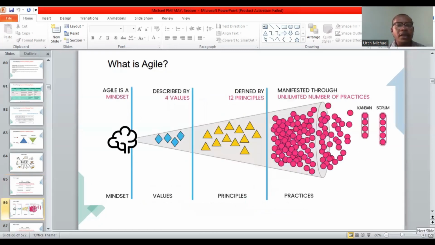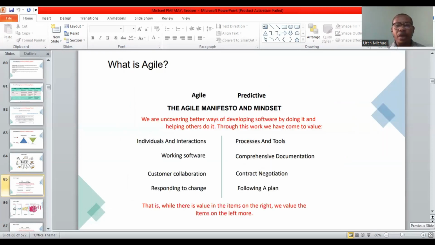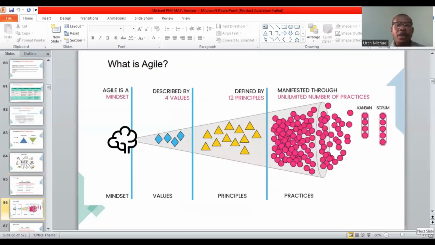Okay, so the agile mindset is described by 4 values. I want to believe that by now you understand these values: individuals and interactions, working software, customer collaboration, and responding to change. It's described by those 4 values. Then it's defined by 12 principles. We're going to look at the principles very soon. Then it is manifested through an unlimited number of practices.